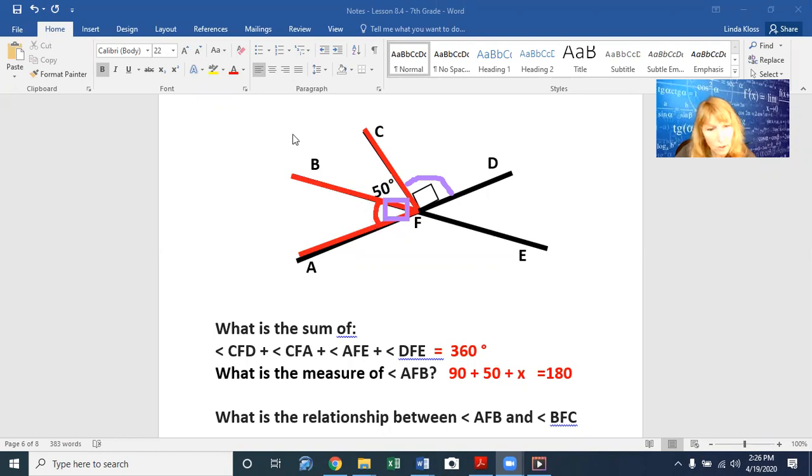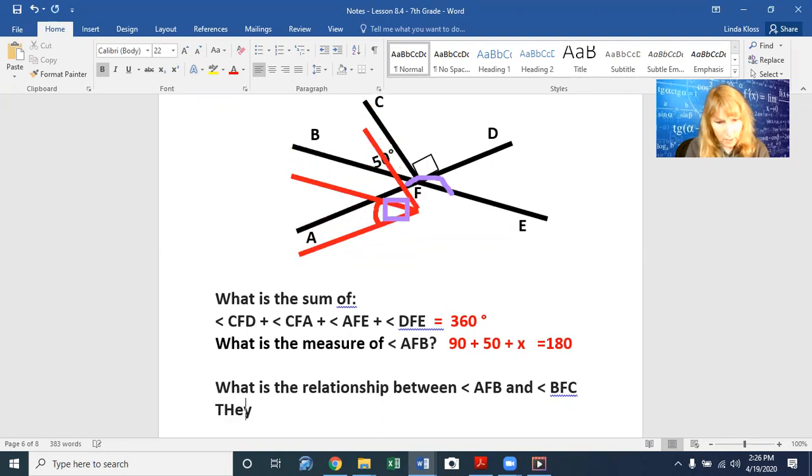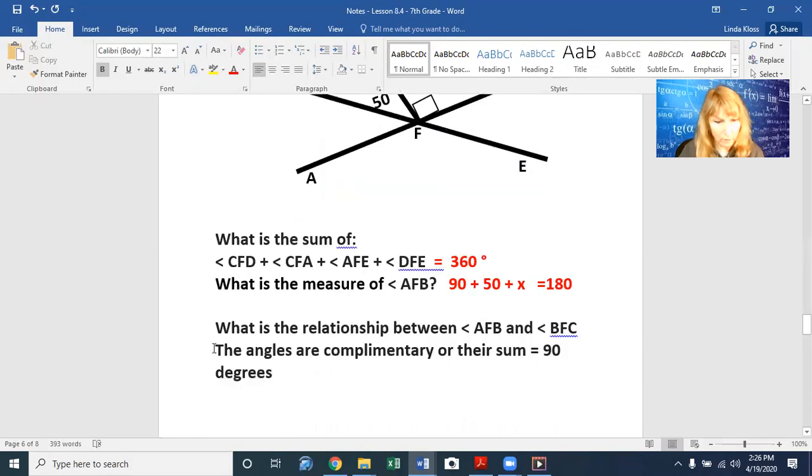So what is the relationship between those angles, AFB and BFC? They are, what's the word? The angles are complementary, right? Or their sum equals 90 degrees, correct? So let's put that in red so you can see that.